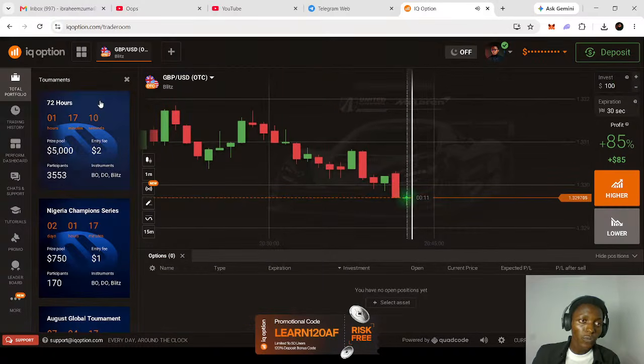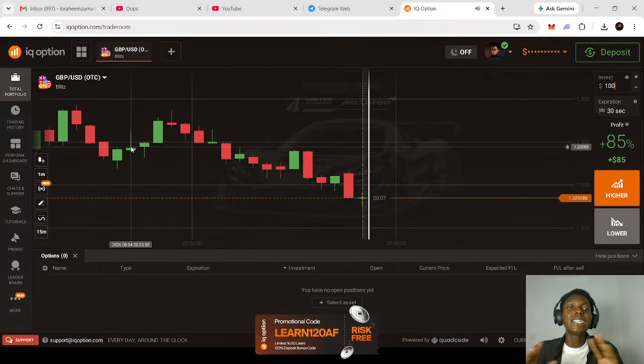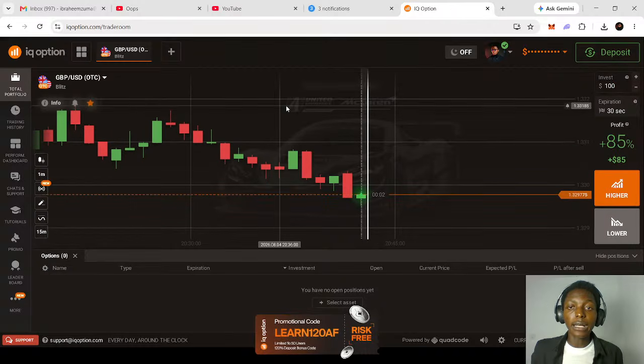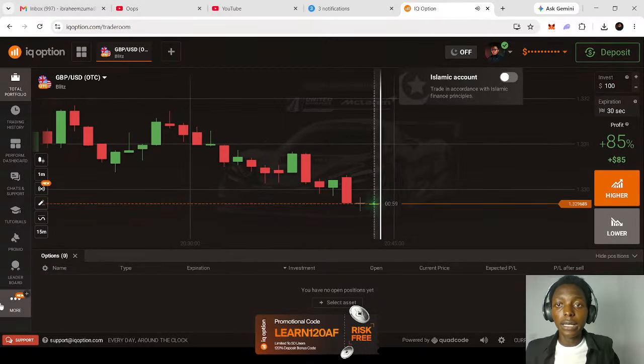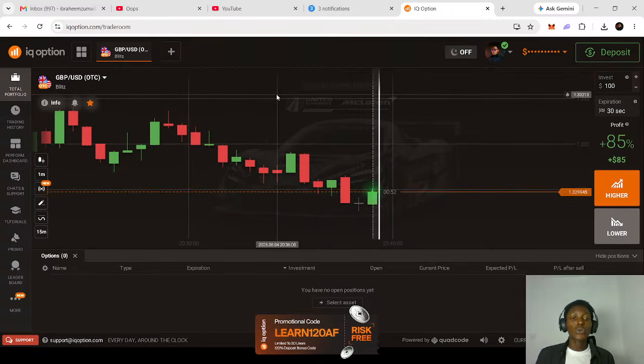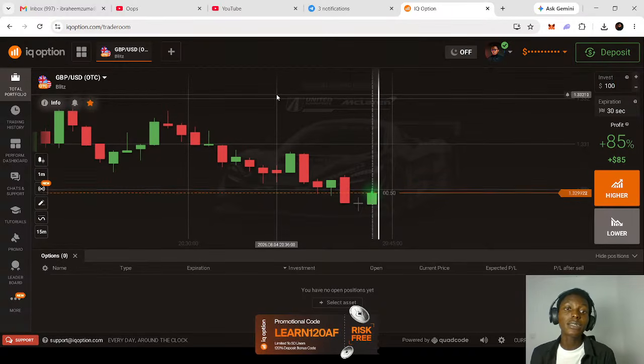So these are the basic things that you need to learn on how you can use the platform. And there's a theme here where, okay, this is the Islamic account if you are a Muslim, and it just doesn't matter if you're not. So these are the basic things that you need to actually learn.